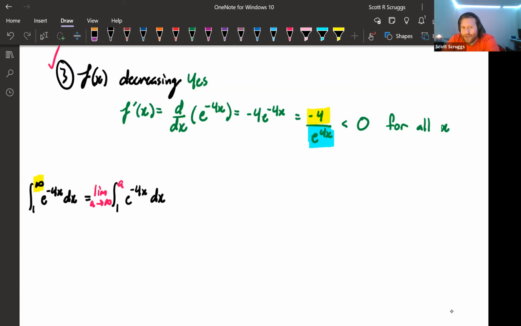But that's just to illustrate that as long as you state what that dummy variable is that you use for your improper integral, you can use whatever symbol you want as long as you define it. So you can use A like we did here. You can use T. You can use B. You can use Pokeball. You can use a smiley face. As long as you got that defined, you're good to go.